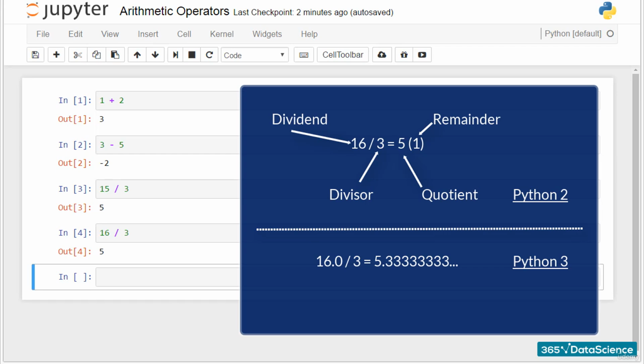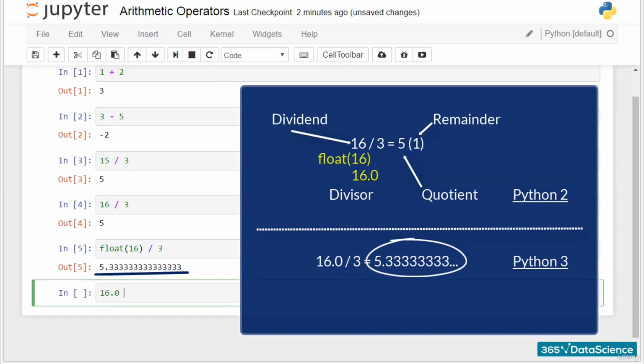In Python 3, you would immediately get 5.33 as an answer, or a float, because the software will understand your first number was a float value. To avoid this, when we use Python 2, we should look for the quotient of the float 16 divided by 3, and not of the integer 16 divided by 3. So, we should either transform the number into a float or type it as a float directly. See? This is the correct answer.